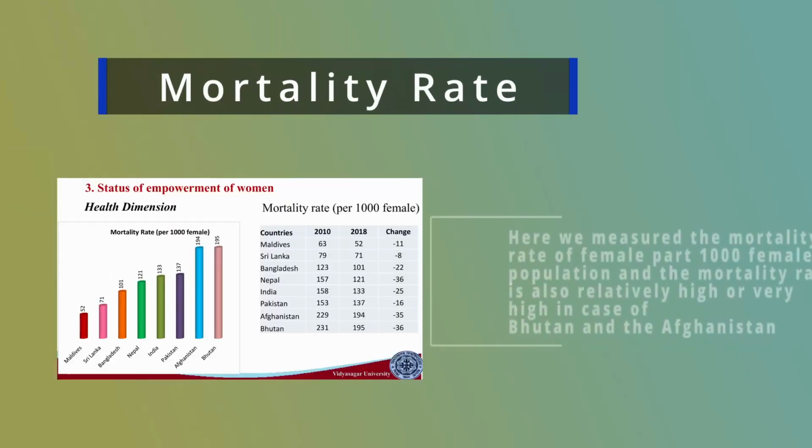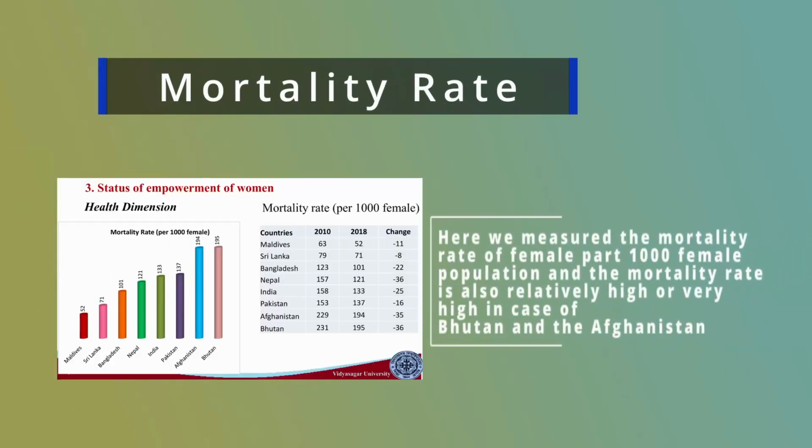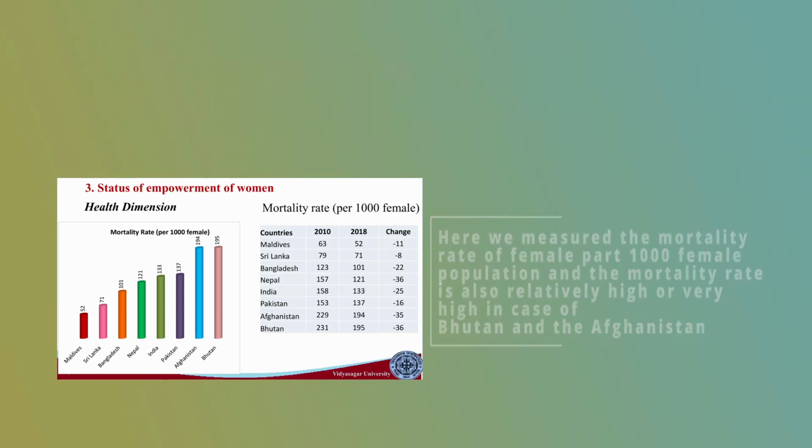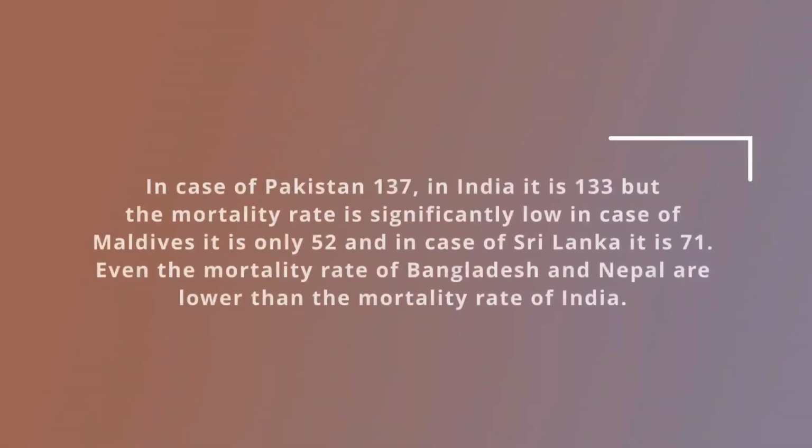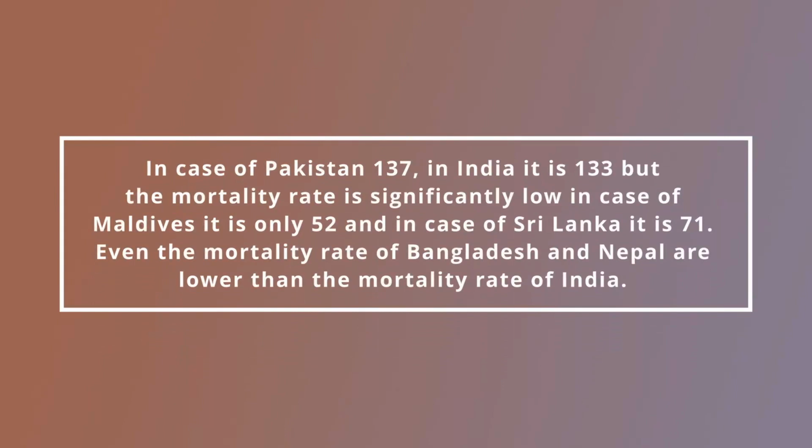Now we come to the second indicator of the health dimension, which is the mortality rate. Here we measure the mortality rate of female per 1,000 female population, and the mortality rate is relatively high or very high in case of Bhutan and Afghanistan. In case of Bhutan, the mortality rate is 195. That is, out of 1,000 female, the mortality rate is 195. And in case of Afghanistan, it is closer to Bhutan, 194. In case of Pakistan, 137. In India, it is 133.